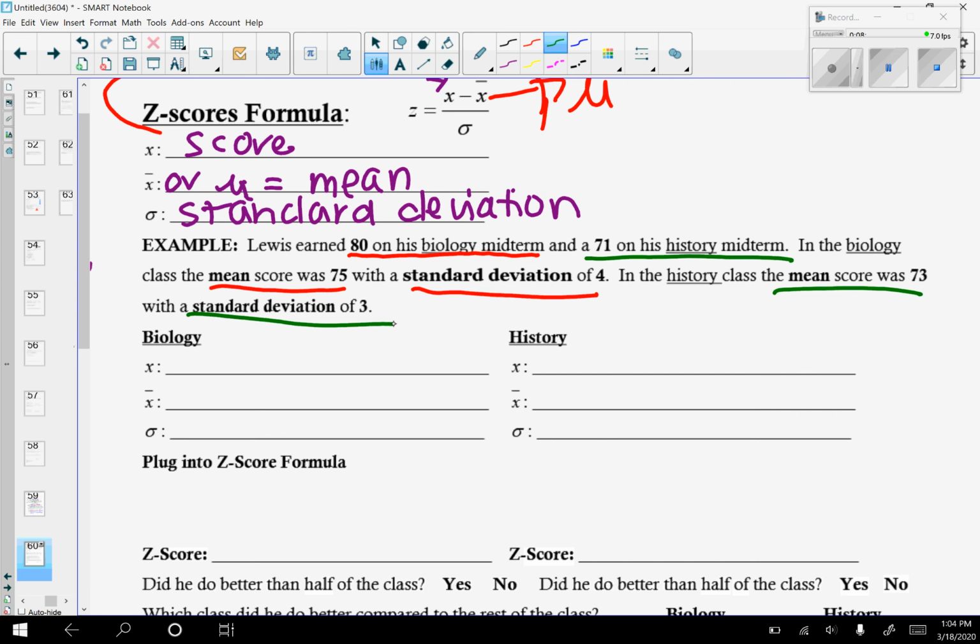So here I have a nice little setup for you guys. Set up your biology and your history information. For biology, Lewis got a score of 80, the mean score of the class was 75, and the standard deviation was 4. Whereas in history, Lewis got a score of 71, the mean score was 73, and the standard deviation was 3.